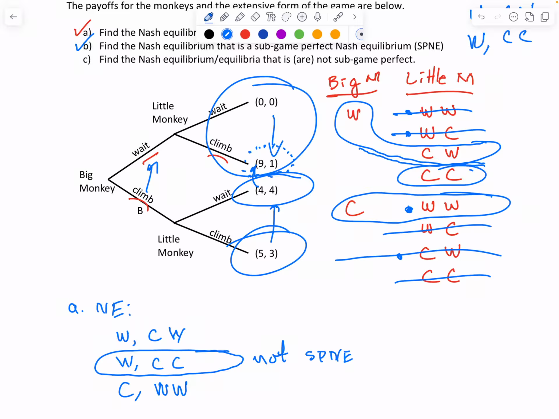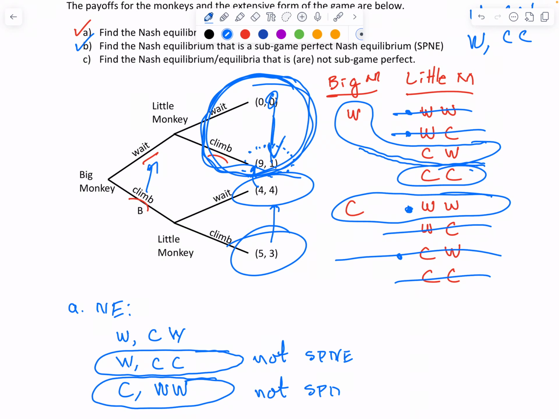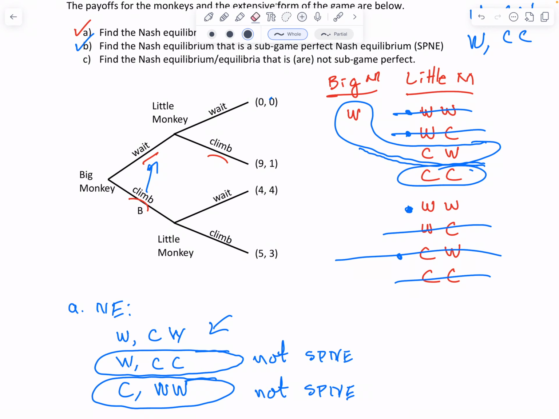Any of these outcomes that has waiting up here, little monkey is never going to wait up here, because little monkey would get 0. Little monkey is always going to climb if they're up here. So this one, where little monkey waits regardless, is also not SPNE. So that means this one, which makes the most sense, that is, big monkey realizes that little monkey is going to climb regardless. And so big monkey chooses to wait, little monkey climbs, big monkey then collects a whole bunch of the fruit. Right. And this is going to be our SPNE.